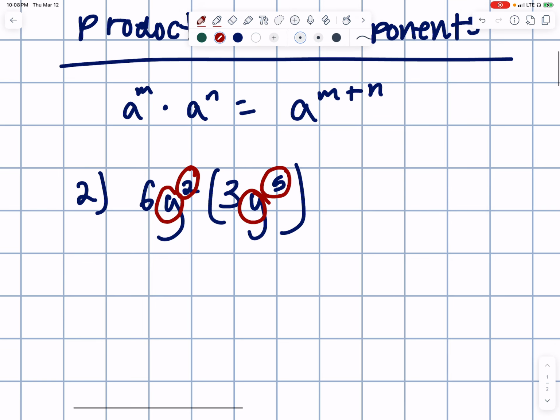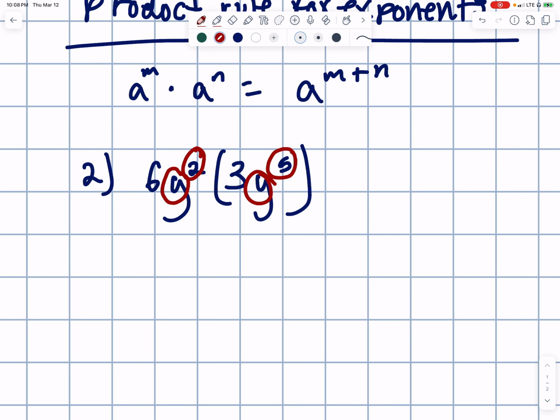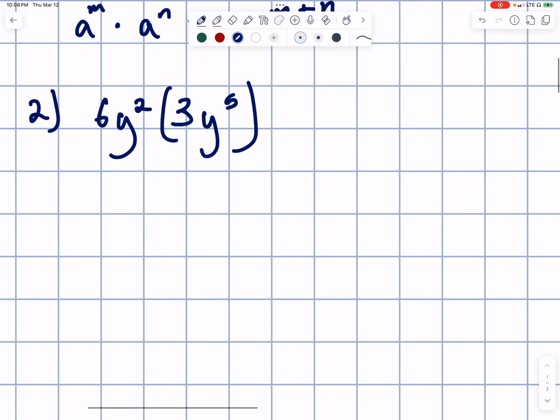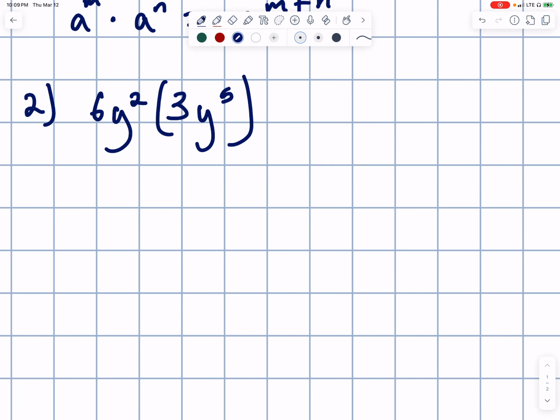I don't want you to confuse, well, we have 3y to the second times 3y, so then it's 3y to the 7th power. No, that is incorrect. If you do that, I will give you a big fat F. So we have here 6y to the second times 3y to the 5th power.